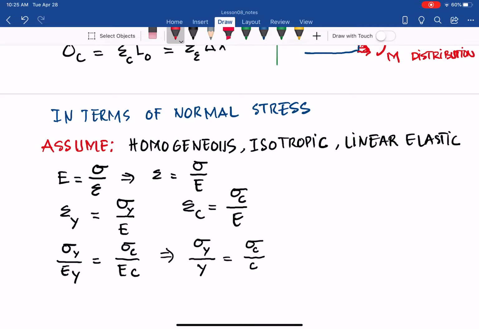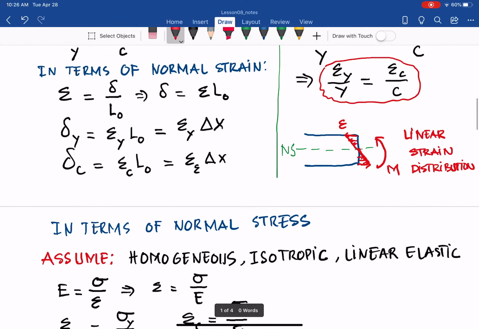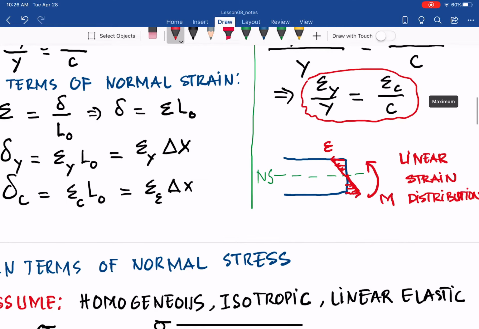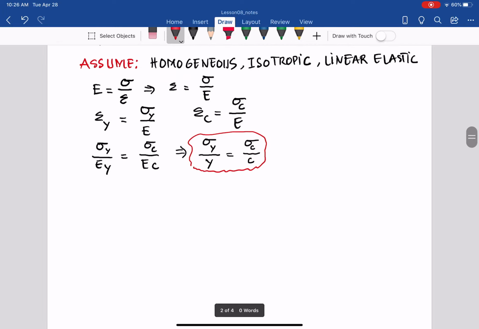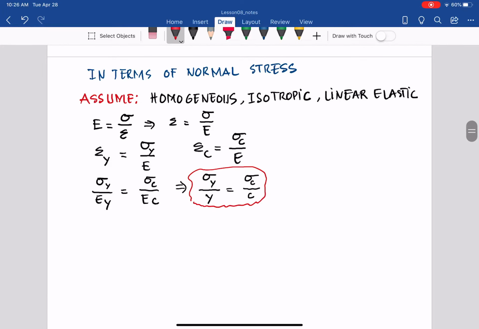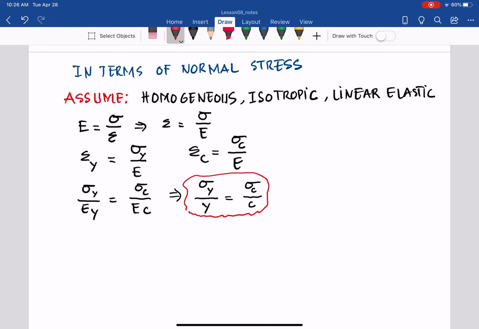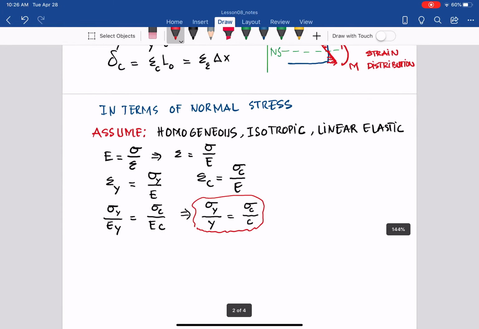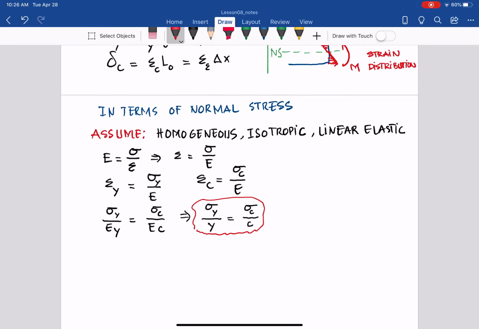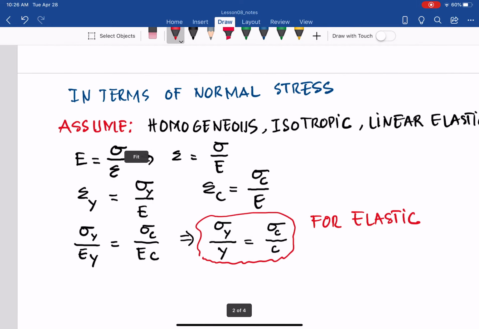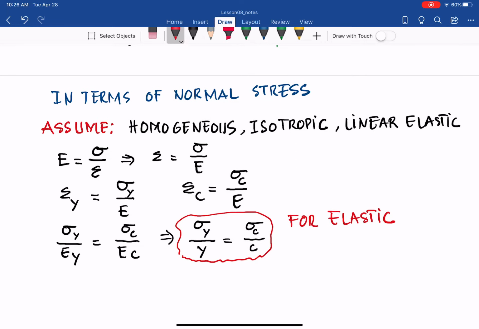So let's box that relationship again, and as you can see, compared to this one, they are similar, right? We just replace epsilon y and epsilon c, the normal strain, with sigma y and sigma c, the normal stress. So with that, what do we have? We can have the same conclusion, but with the assumption that it's linear elastic. So that one we can have for elastic behavior. Why elastic? Because that's where we can have the equation E equal to sigma over epsilon.